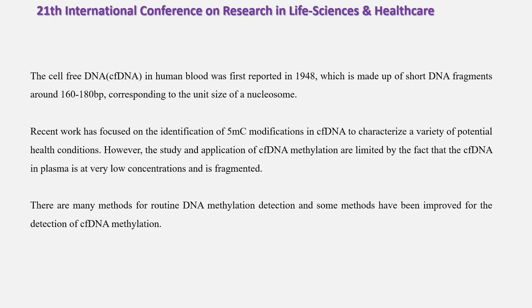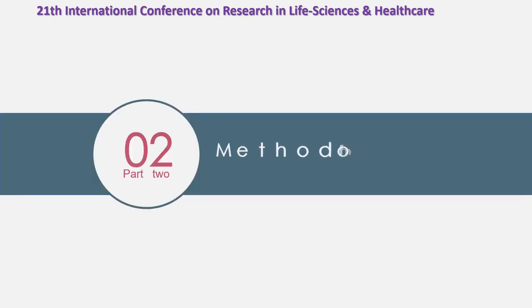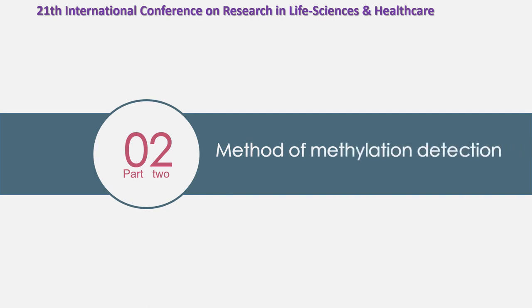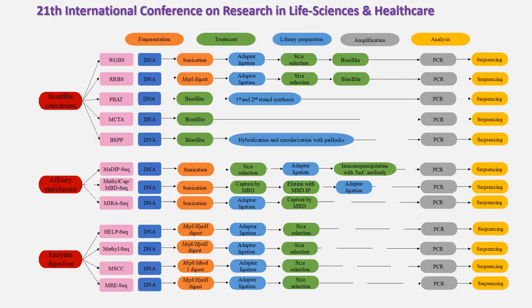There are many methods for routine DNA methylation detection, and some methods have been improved for the detection of cfDNA methylation. The methods of methylation detection are mainly divided into three kinds: bisulfite conversion, affinity enrichment, and enzyme digestion.